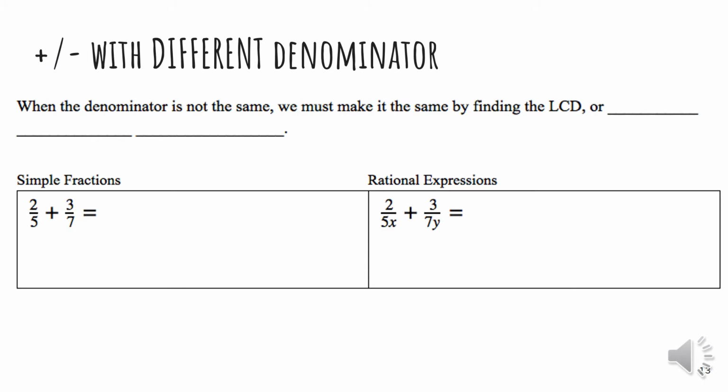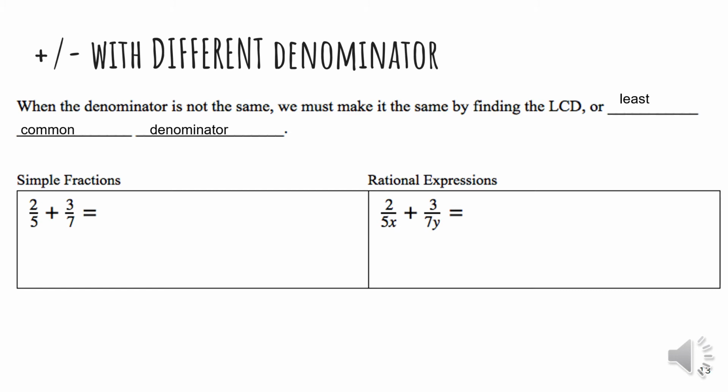To add and subtract with a different denominator is perhaps the hardest thing we'll see in this unit. When the denominator is not the same, we must make it the same by finding the LCD, or least common denominator. 2/5 plus 3/7 can't be added in the same way that 6/10 and 1/10 was. We need to find the least common denominator between 5 and 7. In this case, the least common denominator is 35.